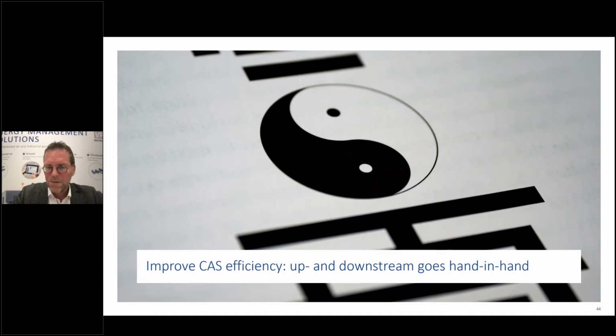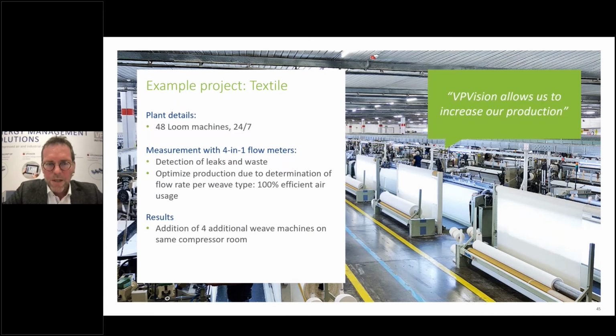A nice example of this is a project that we were involved in at a textile plant somewhere in the Far East, where they had 48 loom machines, basically producing textile fabrics, as you can see on the picture. They invested in a few flow meters, basically to see which machine was consuming how much air, and they found that there was a lot of leakage and a lot of waste. And simply by fixing those leaks, they were able to optimize the production, and even better, they were able to add 4 more weaving machines without having to invest in additional compressors.